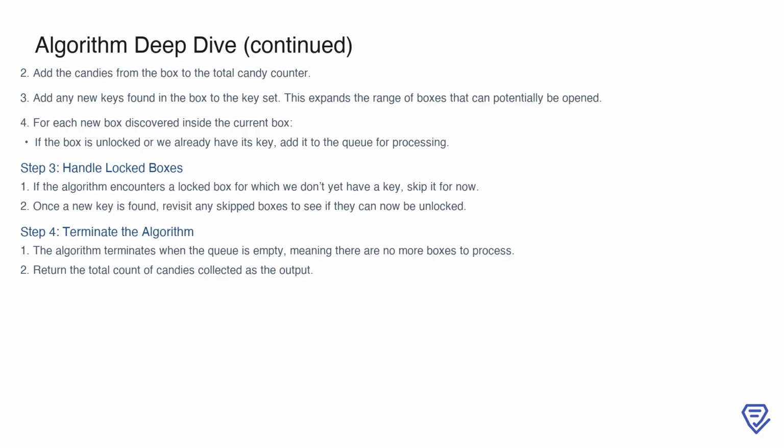For locked boxes where we don't yet have the key, we temporarily skip them but keep them in mind for later. If we eventually find the required key, we can revisit these skipped boxes to unlock and process them. The algorithm continues until there are no more boxes left to process in the queue, at which point it terminates and returns the total candy count.